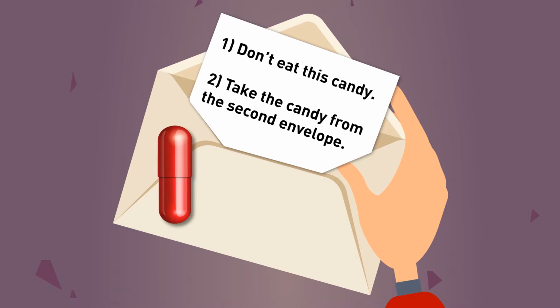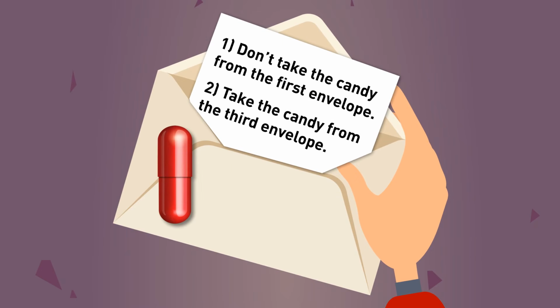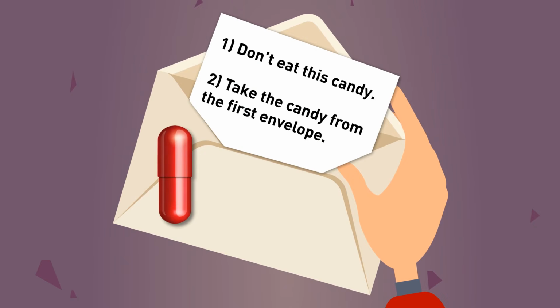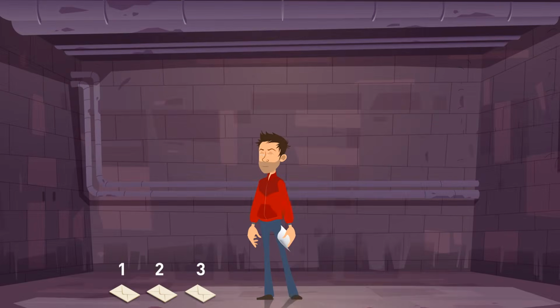He opened the first envelope, saw a capsule and the message: 1. Don't eat this candy. 2. Take the candy from the second envelope. On the second envelope, the note said: 1. Don't take the candy from the first envelope. 2. Take the candy from the third envelope. And the last envelope said: 1. Don't eat this candy. 2. Take the candy from the first envelope. Which capsule should Bobby take?